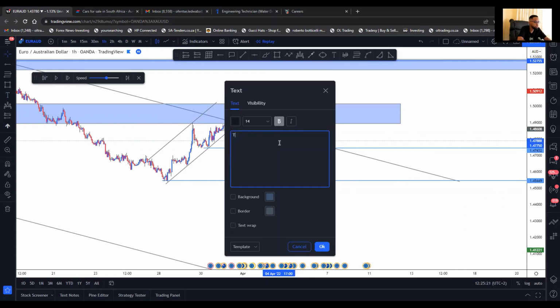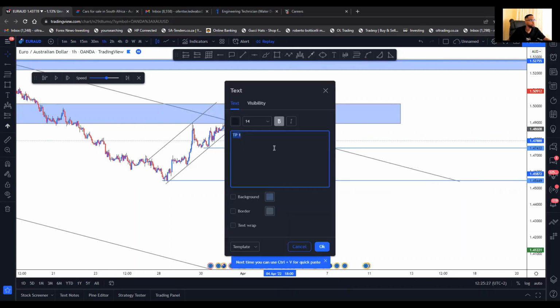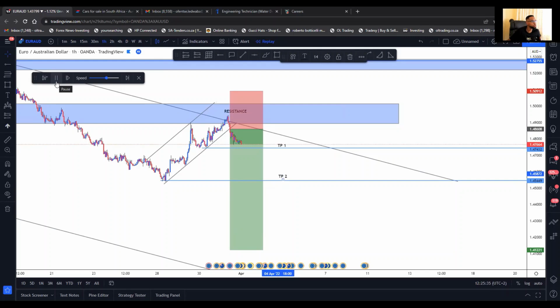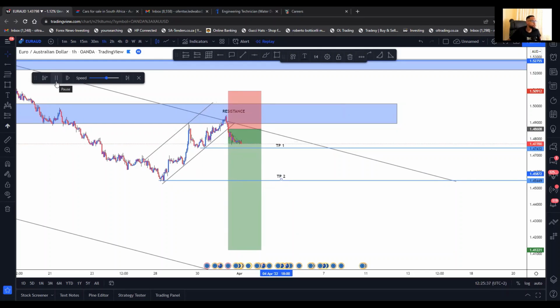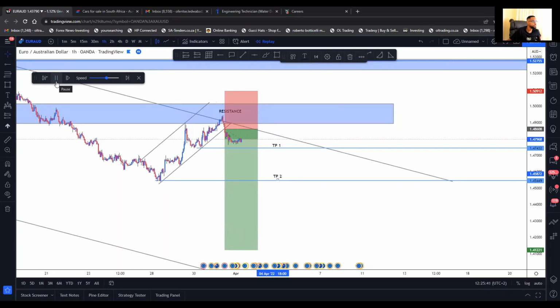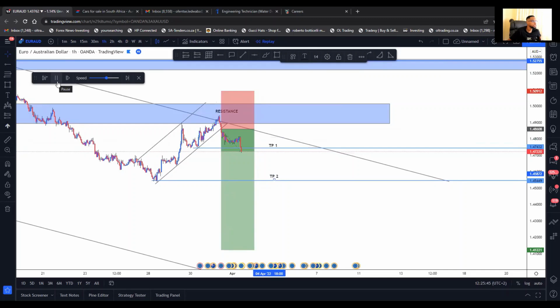So this will be your TP1. And then this will be a TP2. So guys, what I normally do, I enter multiple trades to maximize my profit and also be able to close some of my profits as the market goes down. TP1 hit.